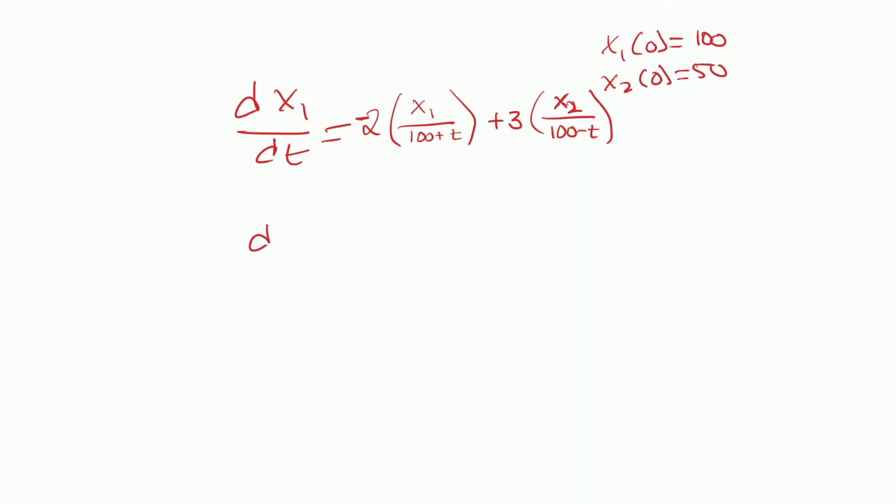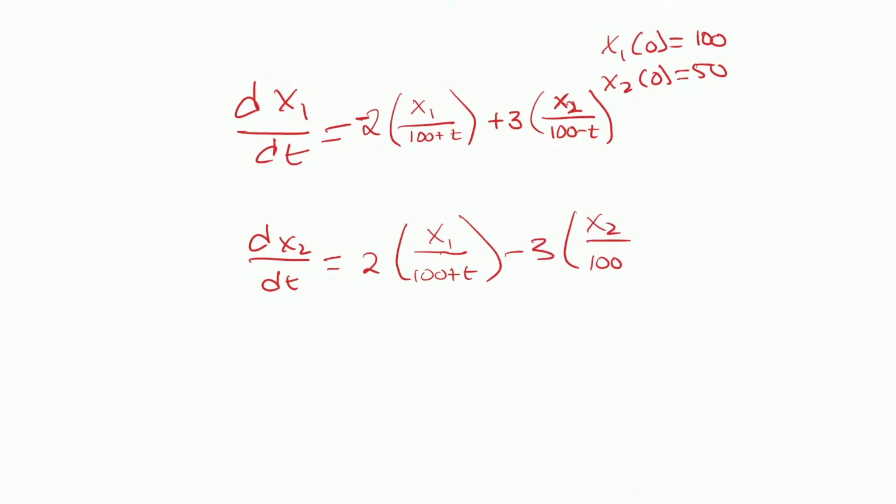Interesting. And then dx2 over dt is pretty much the opposite. We have 2x1 over 100 plus t minus 3x2 over 100 minus t. Huh. Okay, so that's that. That was the easy part. Find a relationship between the variables that holds at time t and explain why this relationship makes intuitive sense.